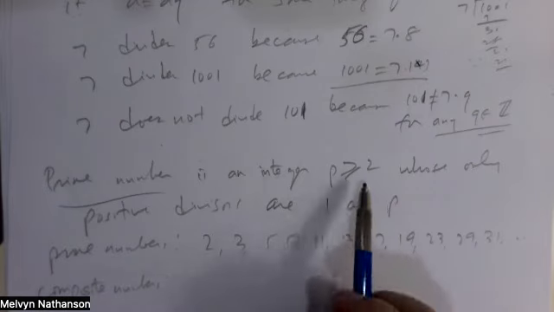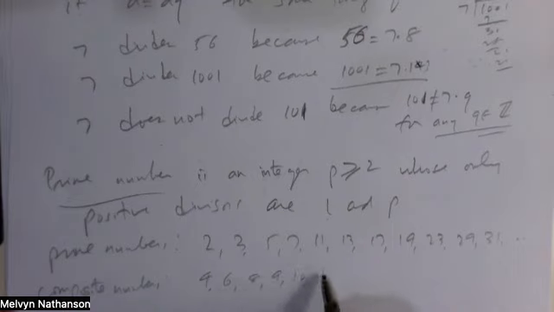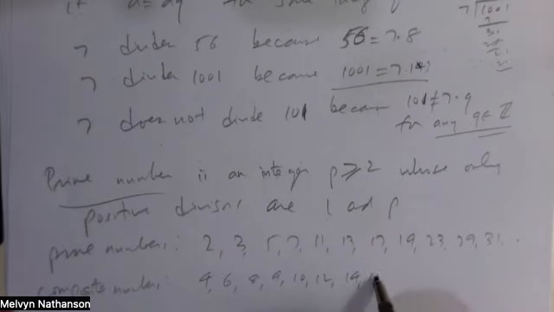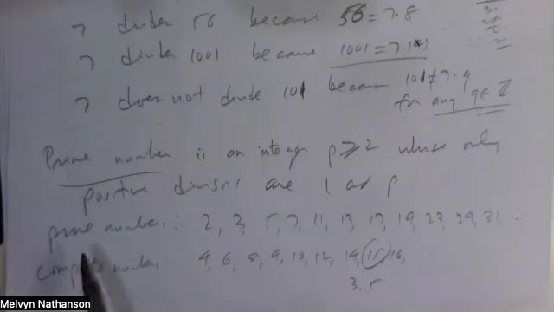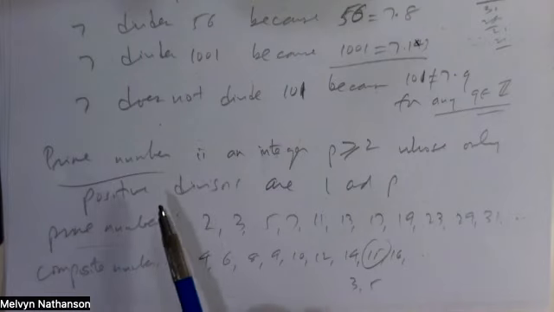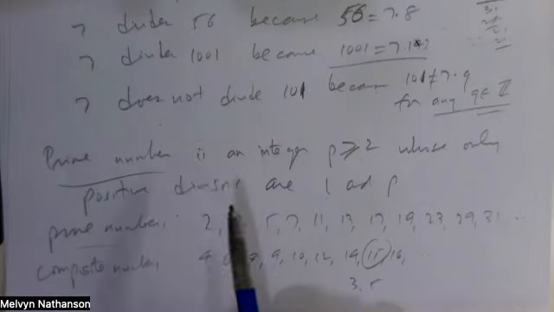A composite number has to be at least 2. Certainly every even number greater than 2 is composite. 15 is composite because it's divisible by 3 and 5. 3 and 5 are divisors other than 1 and 15. So we're going to spend a lot of time studying prime numbers, but it's defined in terms of divisibility.